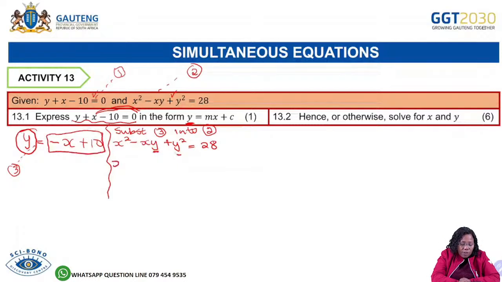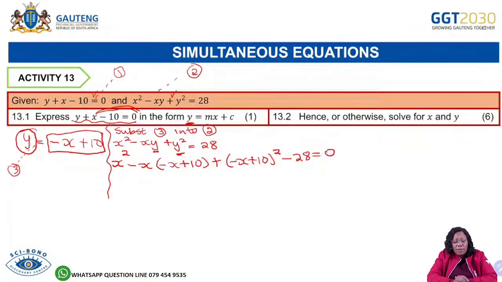Okay, so we leave x squared, no substitution for x, minus x times y. We are now going to substitute minus x plus 10, plus y squared, where for y we are substituting minus x plus 10. But be careful, grade 12, this y has an exponent too. And then we bring the 28 to the left, minus 28, equal to 0 then. And then after substituting the third equation, can you see now you only have x as the unknown, whereas initially you had x and y in that expression.